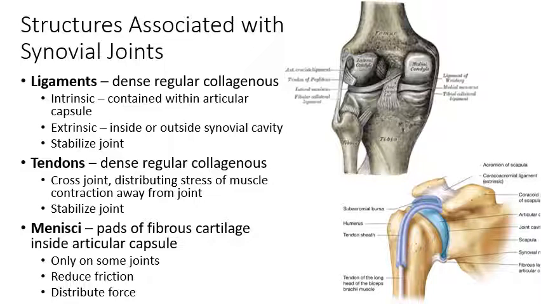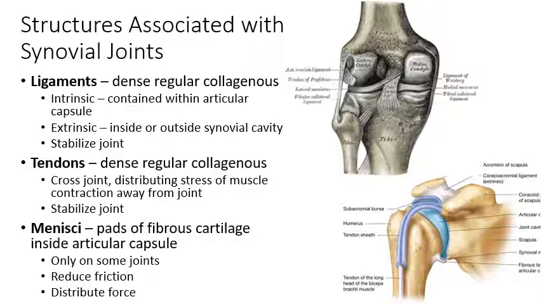Meniscus is a pad, basically just a padding that's made out of fibrous cartilage that is found between the two bones within the articular capsule. So it's basically separating the two bones from each other, and that way when you have forces on that joint, it's just providing some padding or some cushioning for the bones. The most famous menisci are found in the knee. In the knee, you have a lateral meniscus and a medial meniscus, separating the tibia and the femur in the knee.